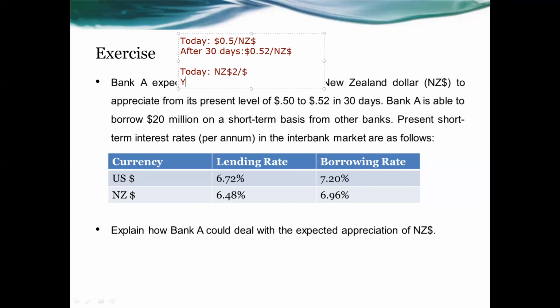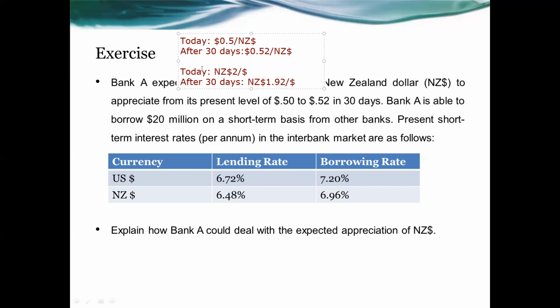But after 30 days, what do we get? That is 1 divided by 0.52, we get 1.92 New Zealand dollars per dollar. That's the same thing, right? I'm just taking it another way around.